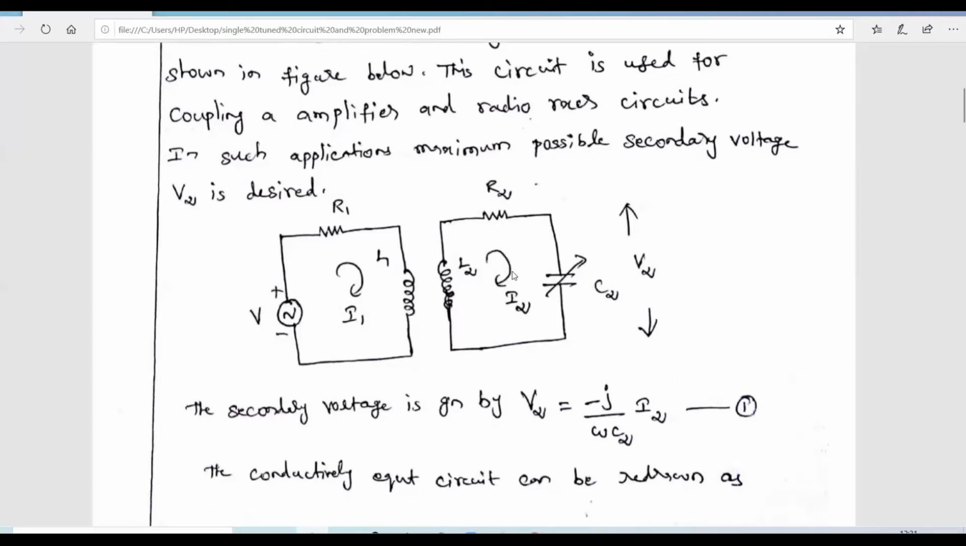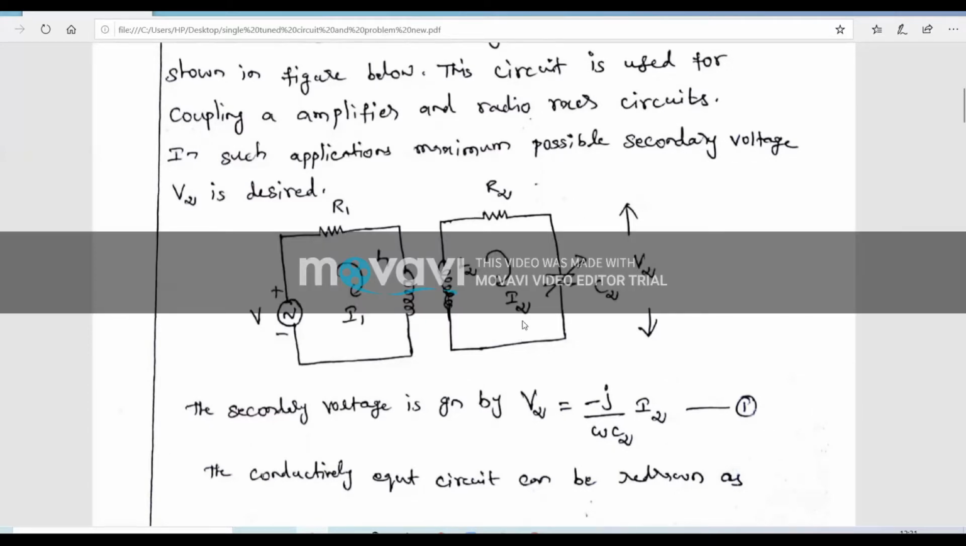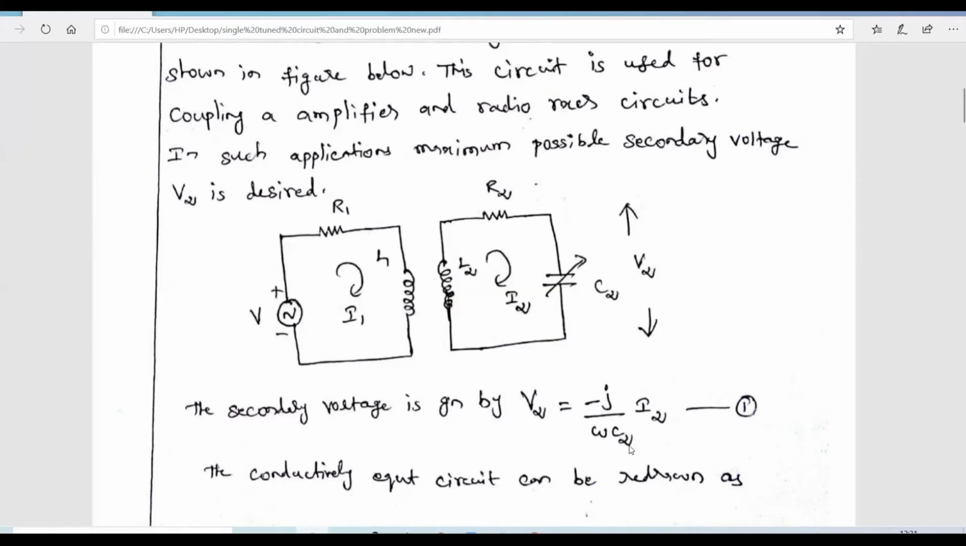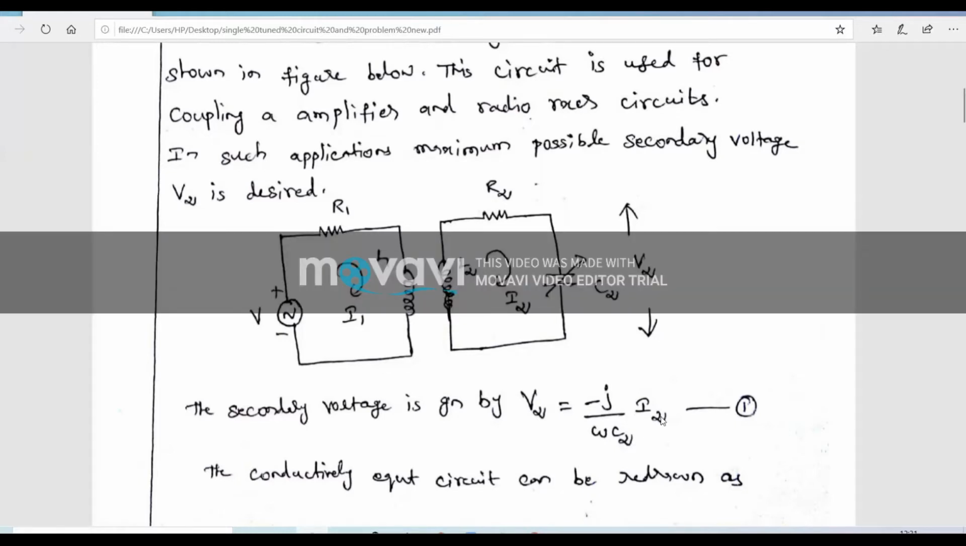The current flowing through this secondary loop we consider as I2. The voltage across the capacitor is the product of this current and its reactance. What is the reactance of that capacitor? 1 by j omega C2. 1 by j can be written as minus j by omega C2. So V2 equals minus j by omega C2 into the current I2. Consider this as equation number 1.